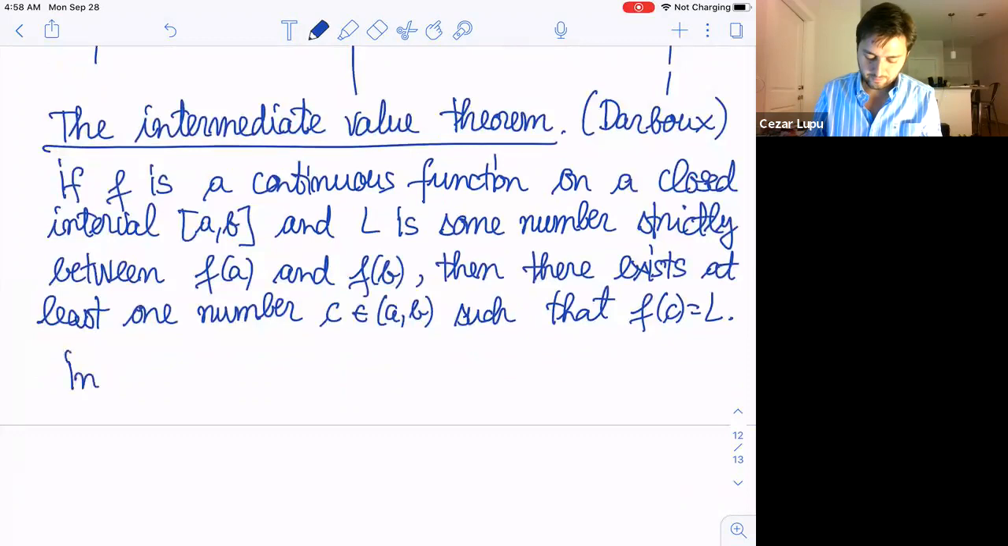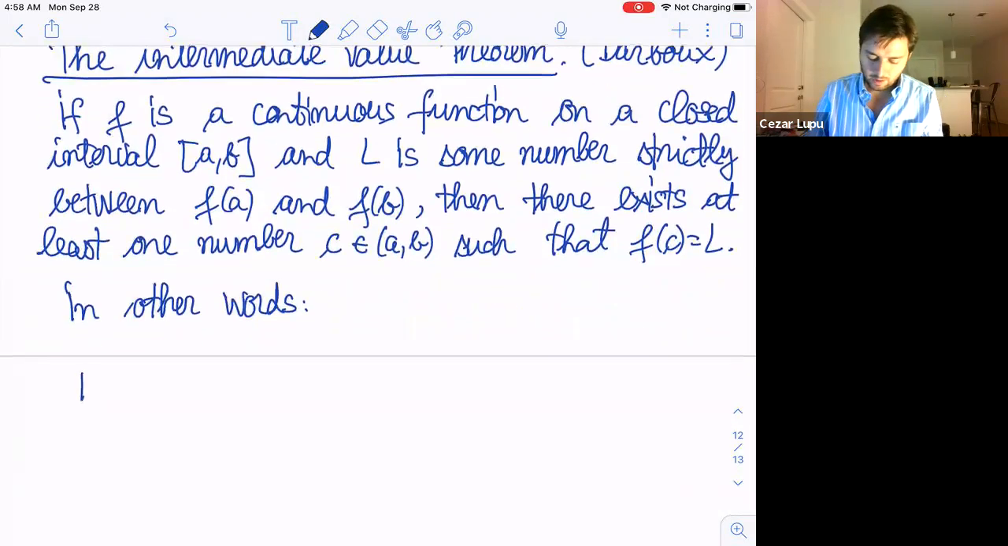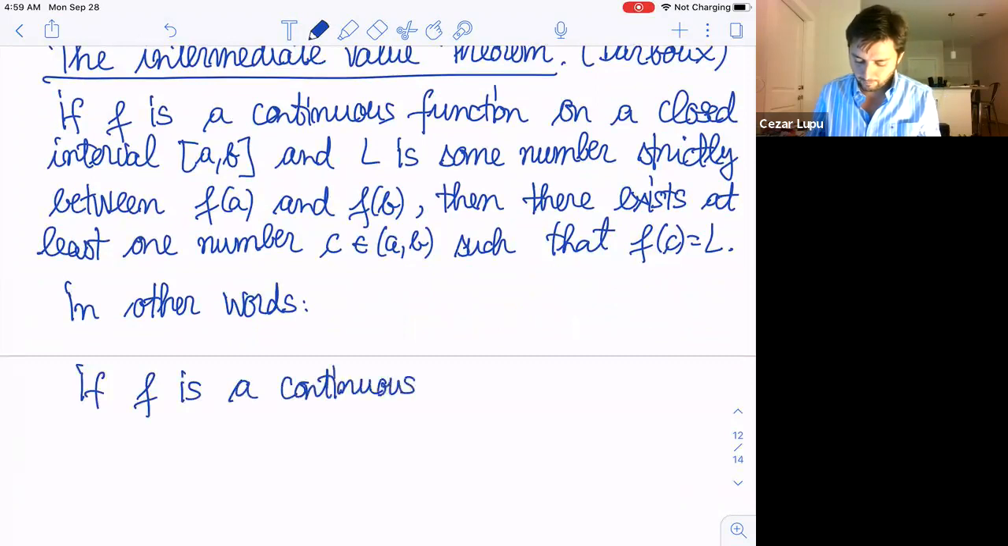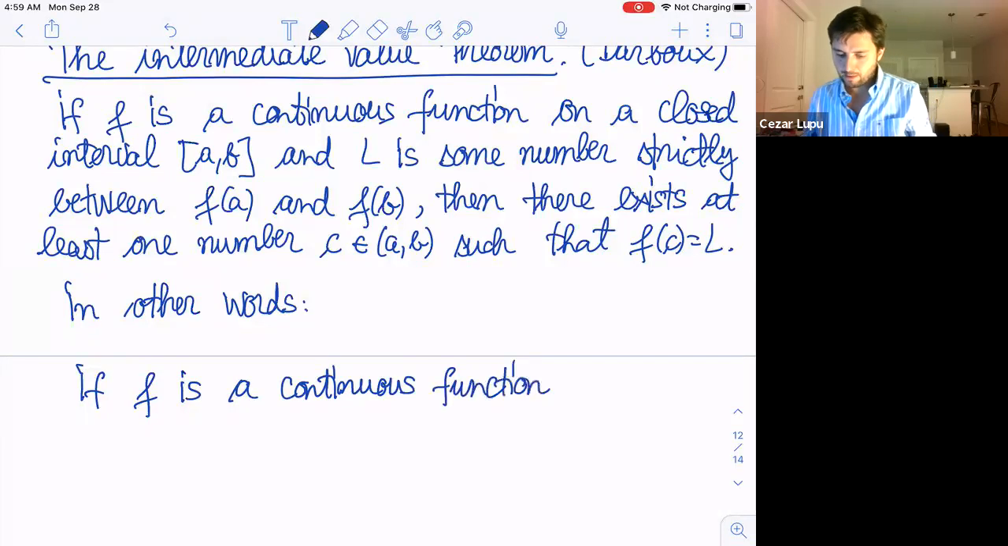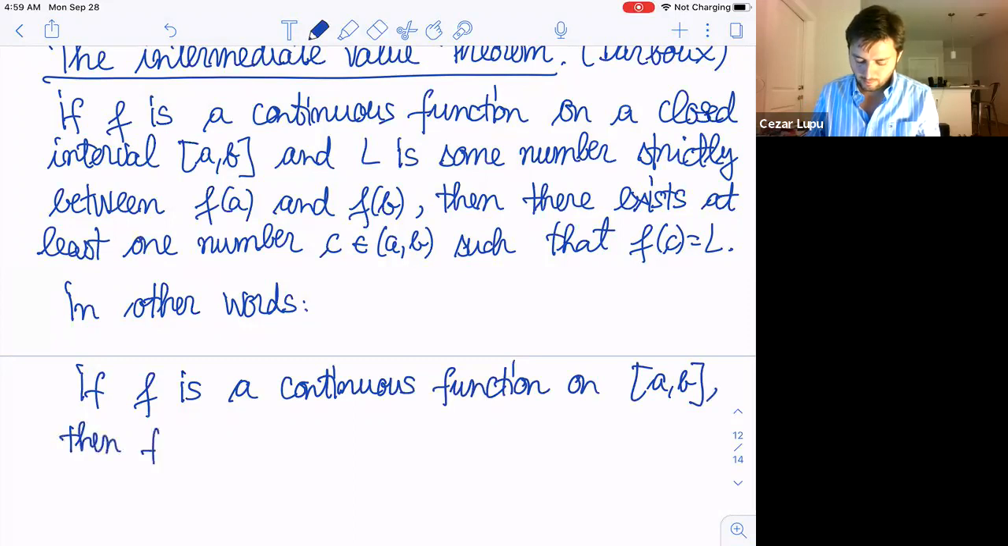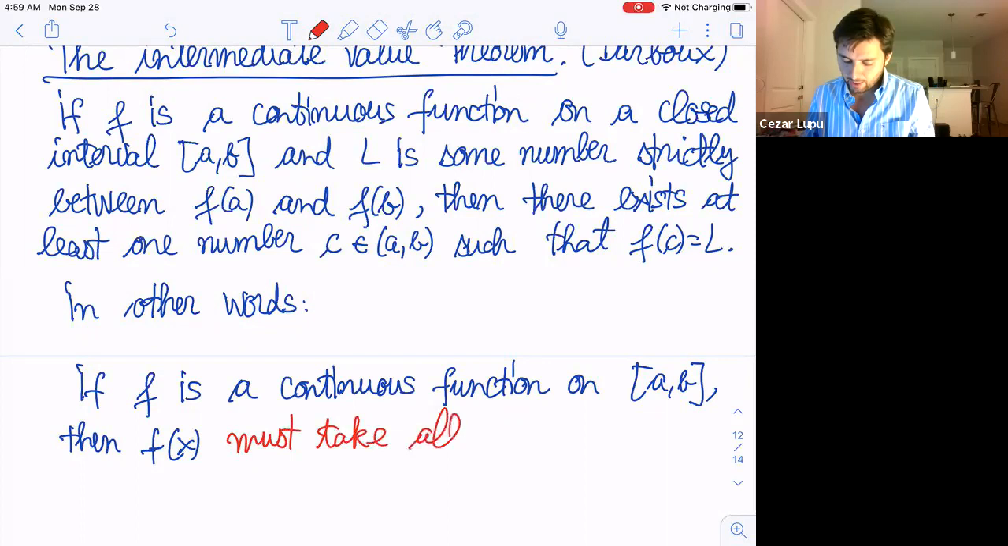In other words, we have the following. If f is a continuous function on some closed interval, let's say [a, b], then f of x must take, in fact, let me emphasize this, all the values between f of a and f of b.